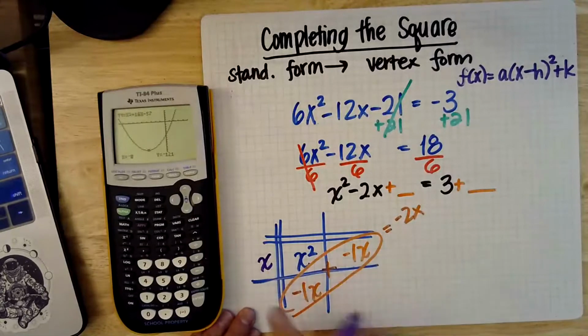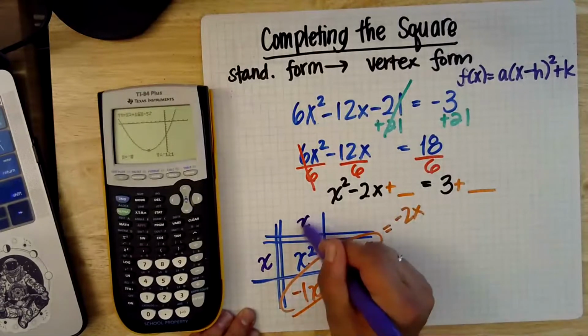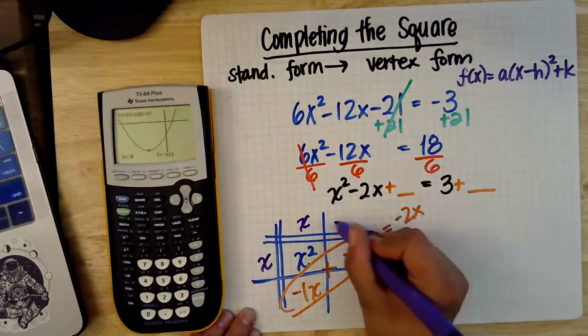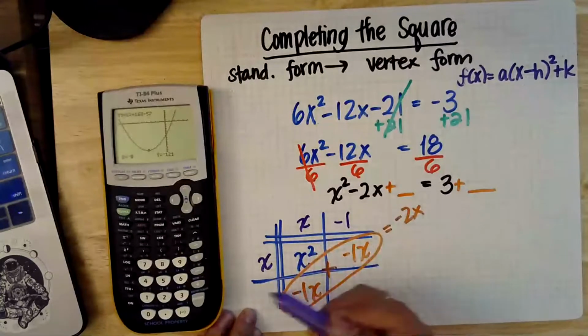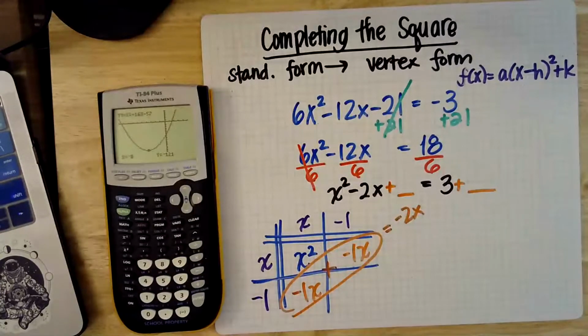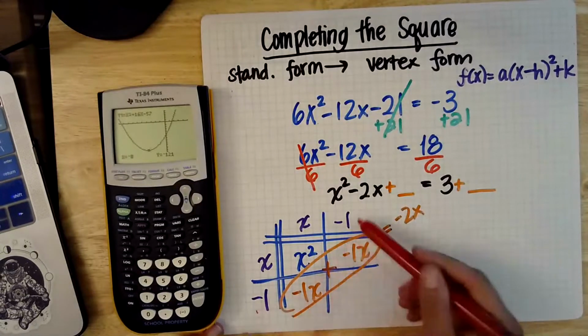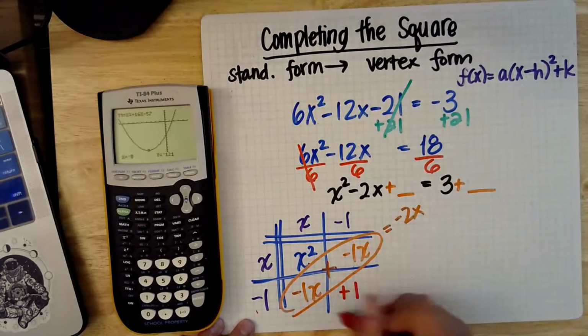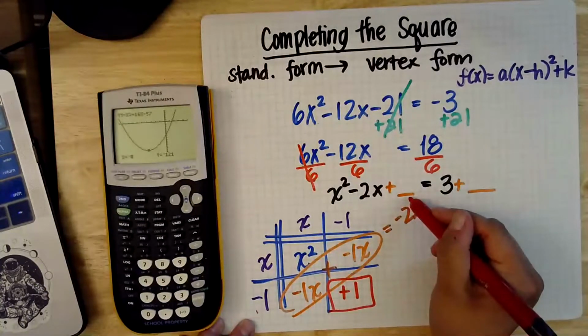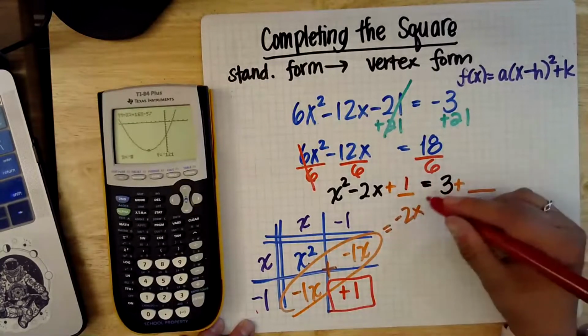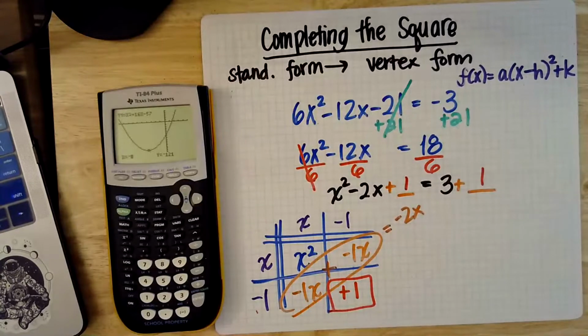Okay, so now, what do these guys have in common? They have an x. X times what gives me x squared? X. X times what gives me negative 1x? Negative 1. Awesome. So negative 1 times negative 1 is a positive 1. This is the guy that gets added here, so I'm going to put a plus 1 here. Whatever I do to the left, I have to do to the right.